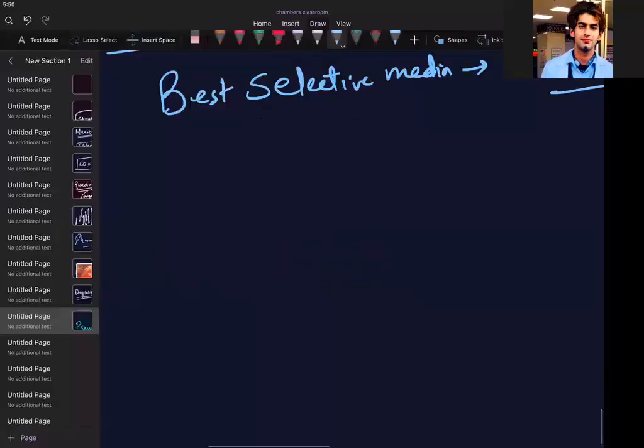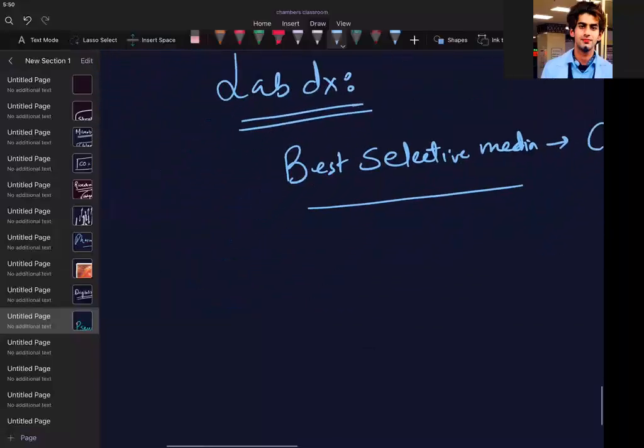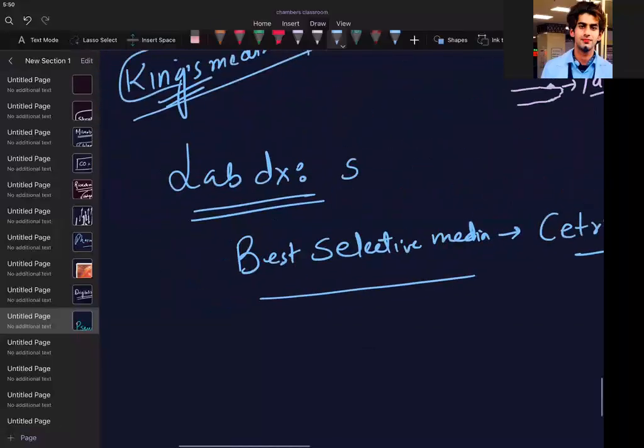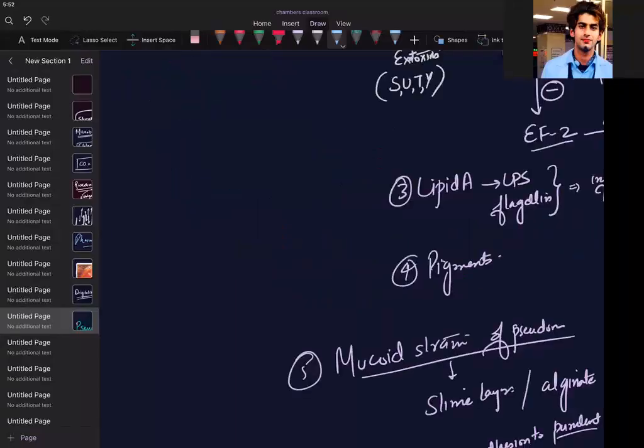Cetrimide agar. Let us write like this. This lab diagnosis you should write. It will produce sheen colonies, called iridescent sheen colonies. These metallic sheen colonies can be appreciated on this.